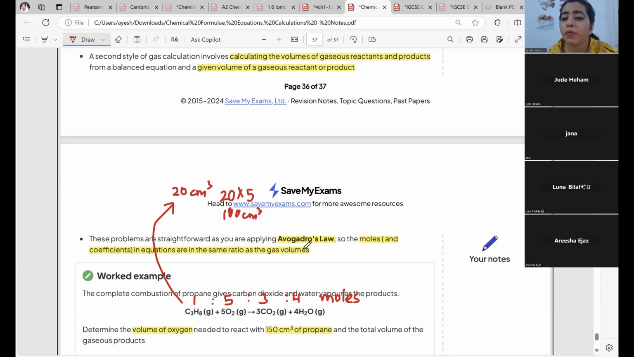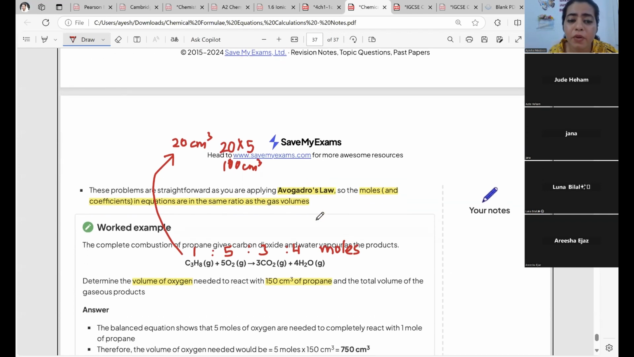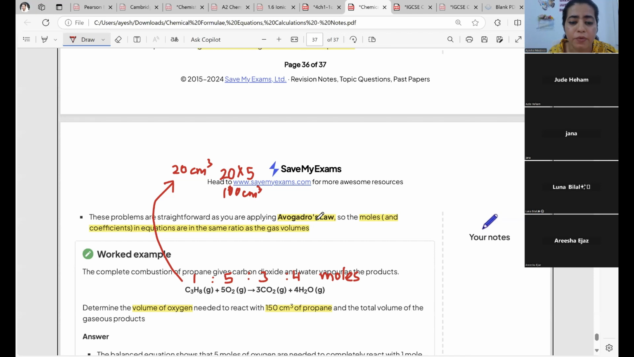Very good. So in other words, if we know the ratio between moles, the same is going to be the ratio between volumes. And we can easily find the volume of all the others if we know the volume of one of them, maybe a reactant, maybe a product. So let's use the same thing in this question and try to find out.